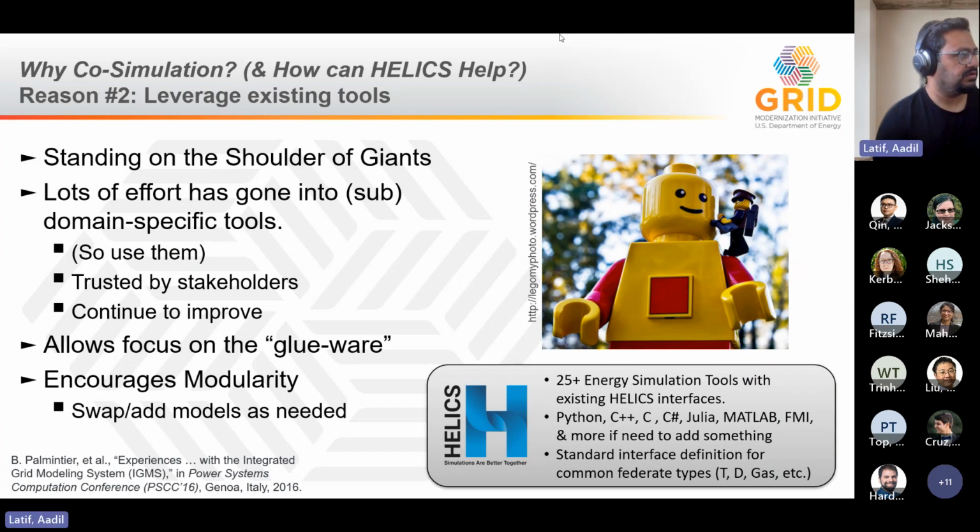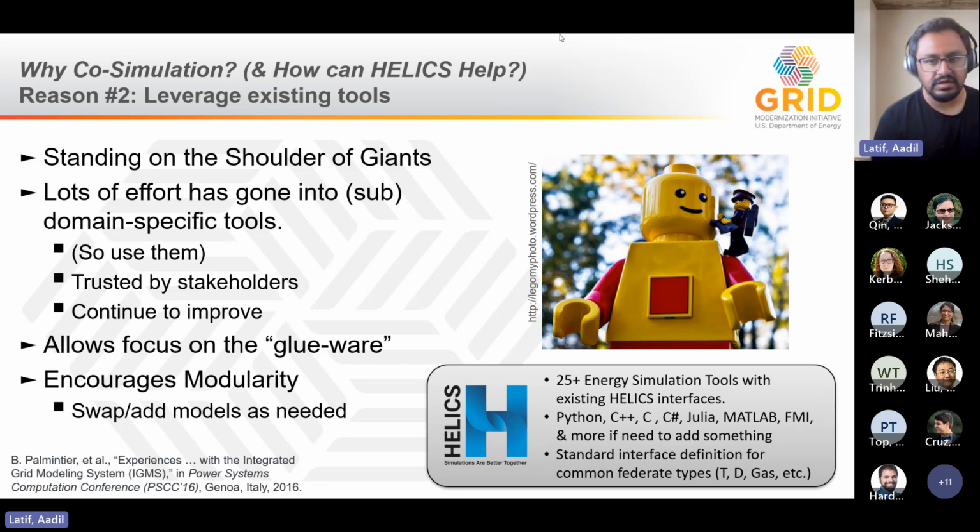Extending on why use co-simulation: standing on the shoulders of giants. This is an example that my manager had. One of the ideas here is that we've spent over 40, 50 years developing some of these tools. PSSE and PSLF, for example, were initially developed in the 70s. We've invested 50 years in these tools, and the industry really believes in them. They stand by them.